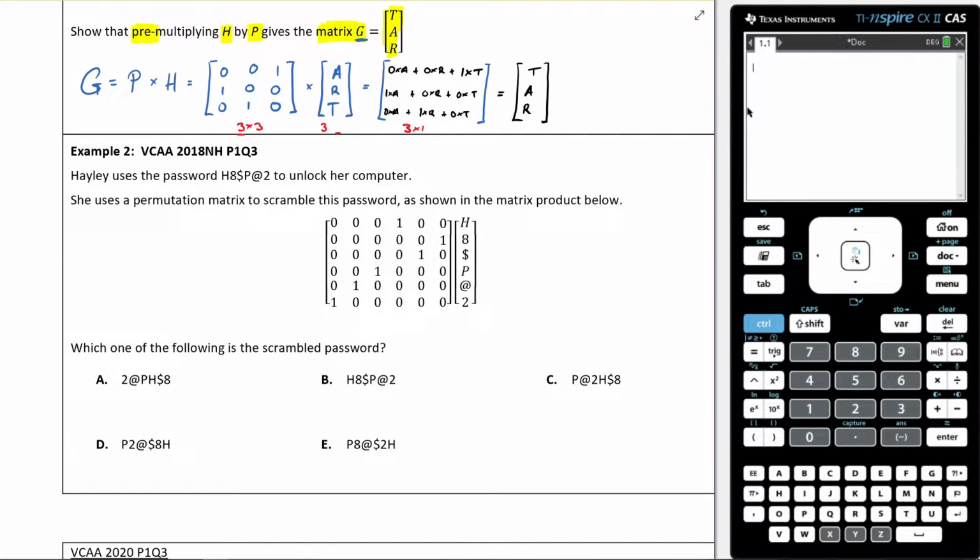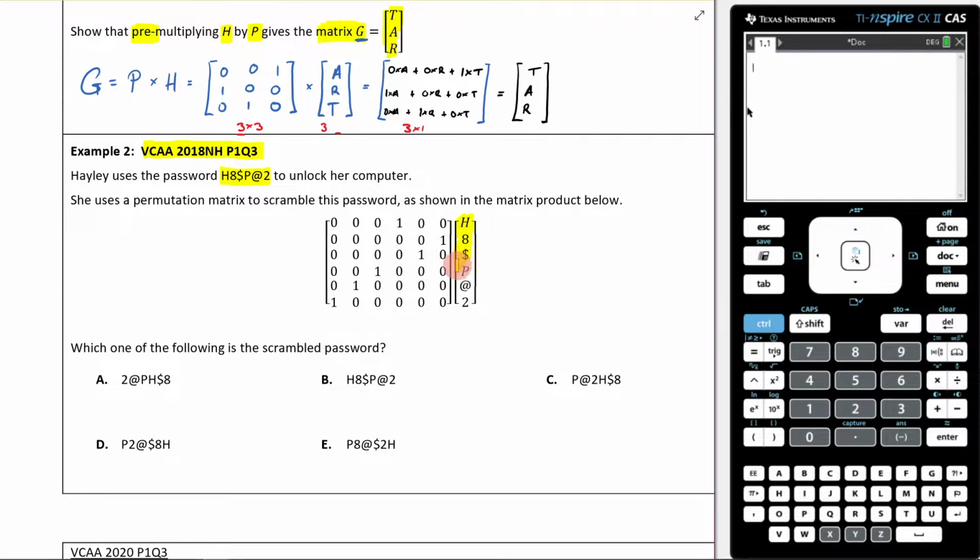All right, so now we're going to answer this past exam question, which is VCAA 2018, Northern Hemisphere, paper 1, question 3. It says Haley uses the password this to unlock her computer. She uses a permutation matrix to scramble the password as shown in the matrix product below. Which one of the following is the scrambled password?